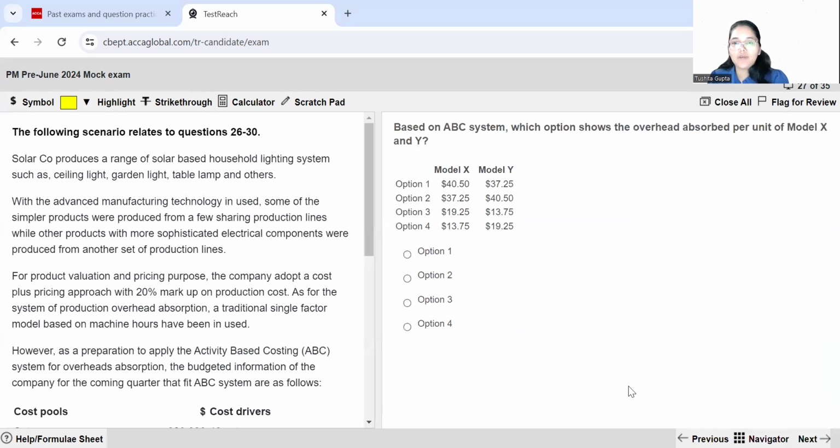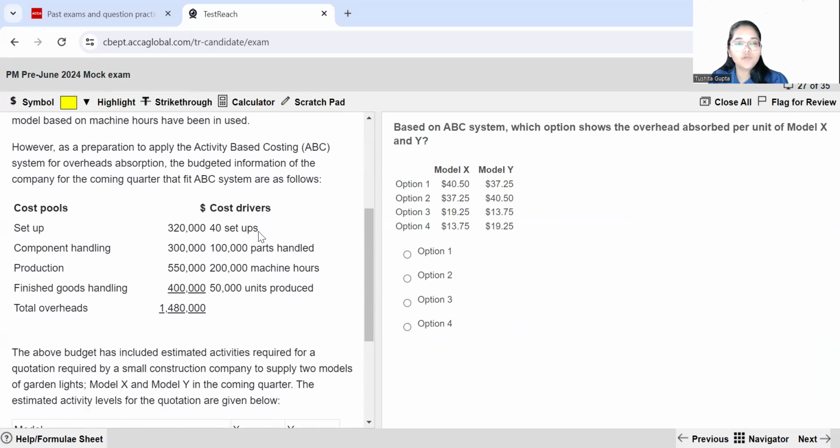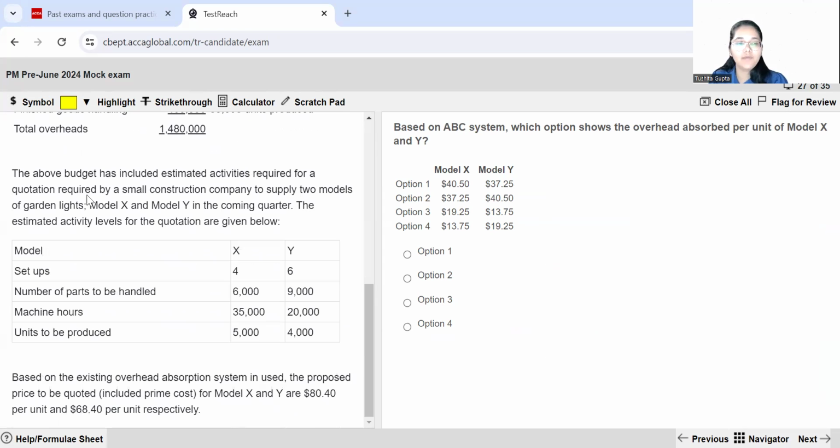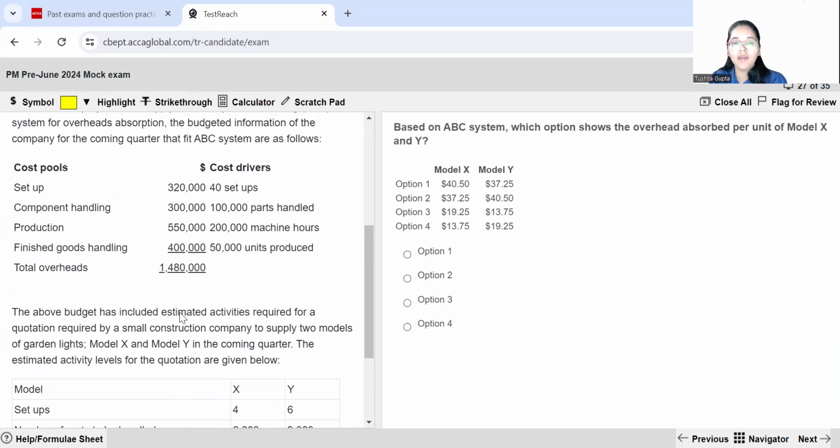Moving ahead to the next question, based on ABC system, which option shows the overhead absorbed per unit of model X and Y? So now we have to base our calculations on the ABC system. So these are all of the cost pools along with the cost drivers, and then below we have the information regarding how much of what is X and Y using.